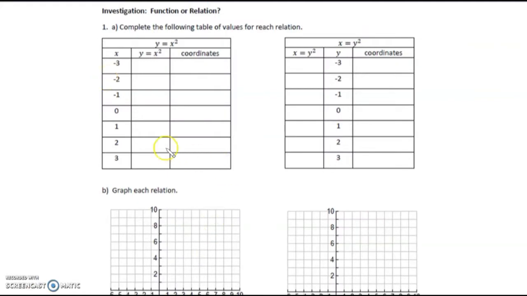Okay, so let's do an investigation. Are the following relations or functions? Complete the following table of values for each relation. So, y equals x squared. Well, we've seen this before. This is quadratic. So, negative 3 squared, negative 2 squared, negative 1 squared, 0 squared, 1 squared, 2 squared, 3 squared. So that's easy. When we look at coordinates, we're looking at (-3, 9), (-2, 4), (-1, 1), (0, 0), (1, 1), (2, 4), (3, 9).